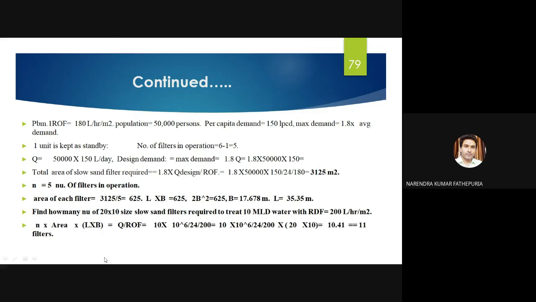So you can get it in the same way. The total area required for the filters is Q divided by ROF. First you get the Q value, and then the total size and number of filters. They have given 20 into 10, the 10 into 20 you can get, and you can convert into the respective unit. And the number of filters required are 11.